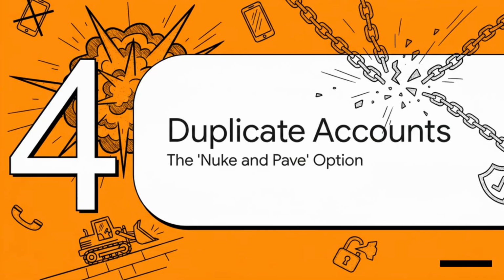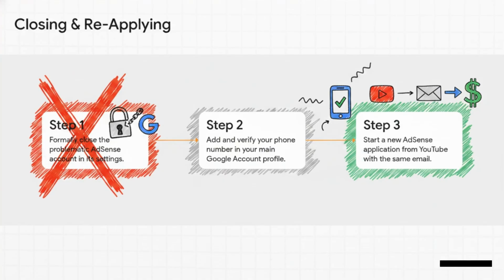But what if you're stuck because of a duplicate account error? Or what if nothing else we've talked about has worked? Well, now we have to talk about part 4, the nuke and pave option. And let me be clear, this is a last resort. This is a very specific process that has worked for some folks.